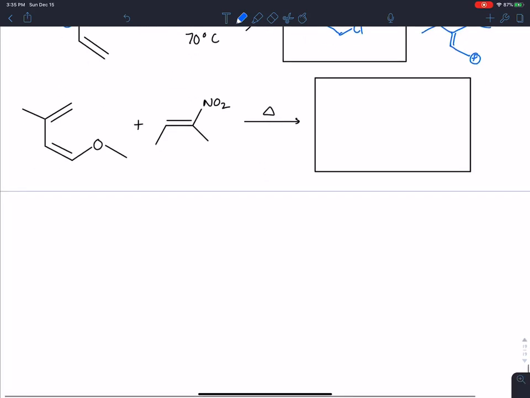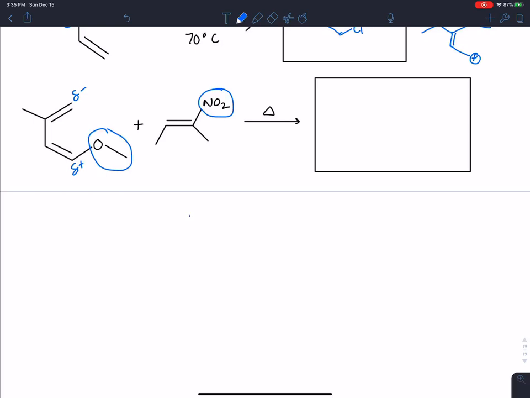Next one is another Diels-Alder. Here we do have to figure out the partial positive and negative. So let's figure out who we were listening to. Well, I'm listening to this guy, the NO2, and here we're listening to that. The O-methyl is the best donating group. You make a partial negative on top, partial positive on bottom.